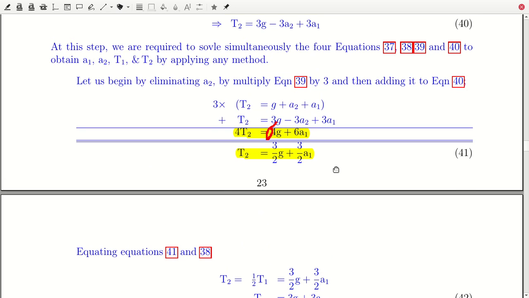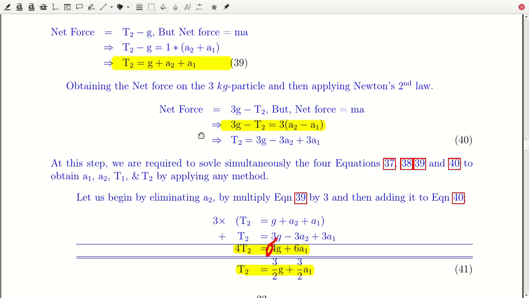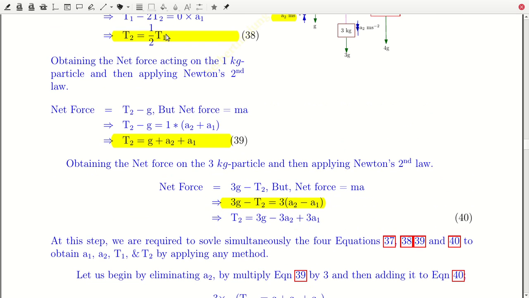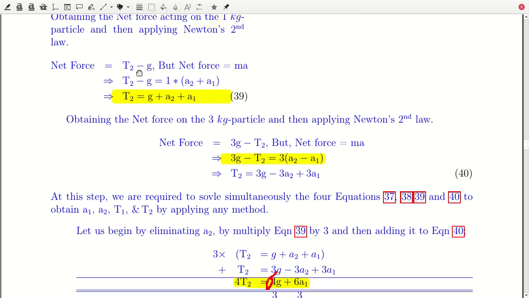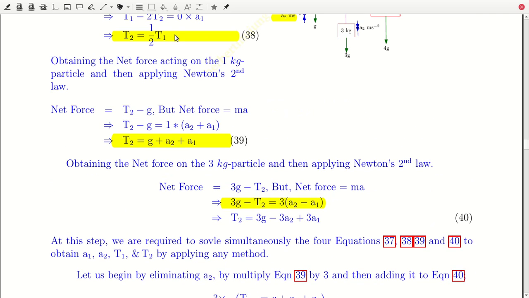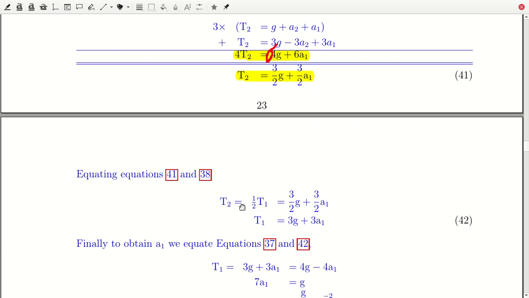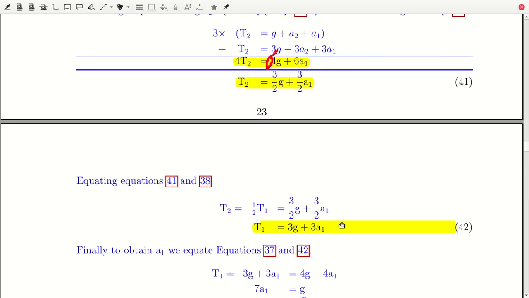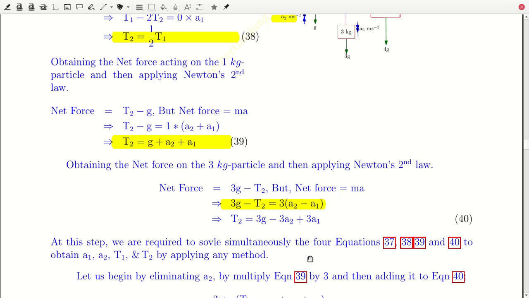So the next step I did was to equate equation 41 to equation 38, so that I eliminate t2, was to equate this to the equation we had got from the pulley system, so that I eliminate t2. And the expression I got after eliminating t2, I solved it simultaneously with the first equation, which, remember, we have not touched it. So the trick here is simple.